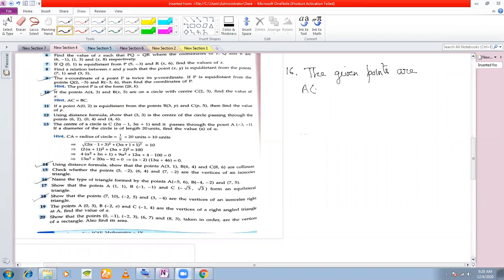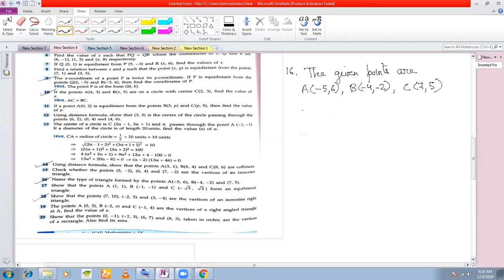Broadly, these are the types of triangles. So the coordinates are A minus 5, 6, B minus 4, minus 2, and C 7, 5. These are three coordinates given. And you need to name the type of triangle that is formed, whether these three form an equilateral triangle, or an isosceles triangle, or a scalene triangle. So let us see what kind of a triangle is formed here.